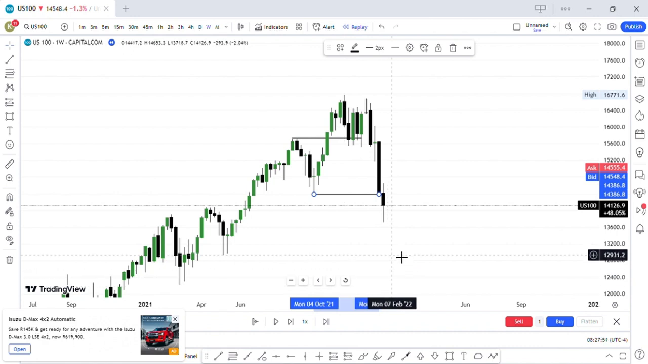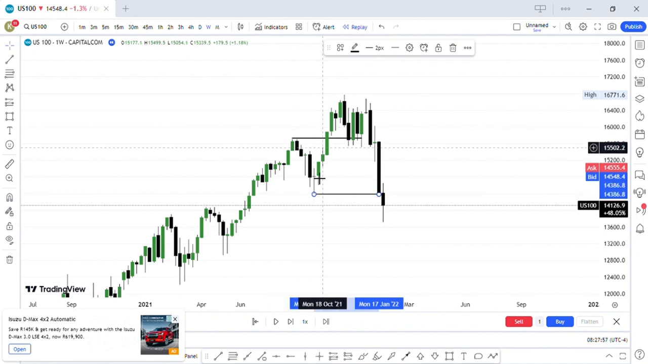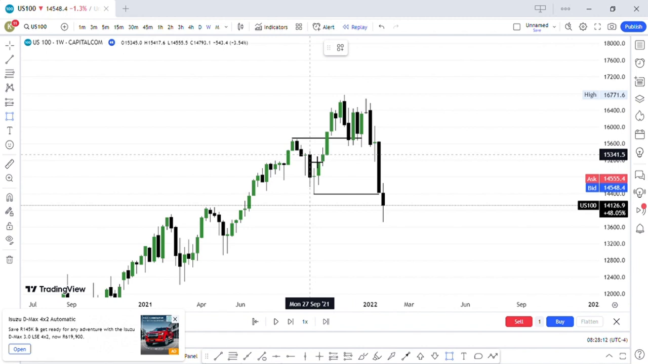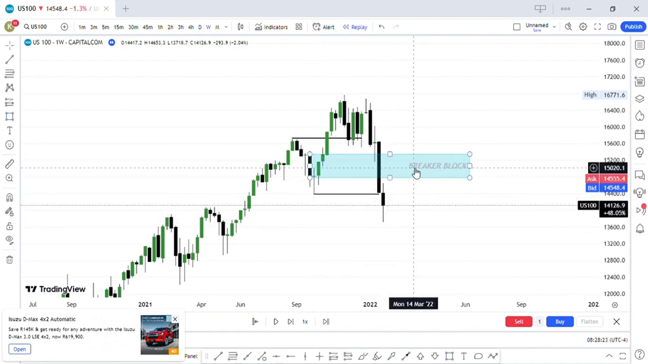Now, where do we check our breaker block? We check our breaker block between this high and this low. What are the candles we are looking for? If you check closely, this looks like a bullish candle, so we cannot use this one. So we have only one candle that we can consider a breaker block. We have this and this. So this is our breaker block from here to here. We expect the market to come and retrace into this breaker block before going down.